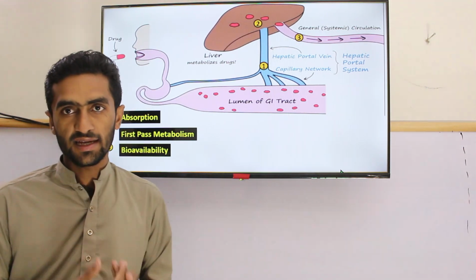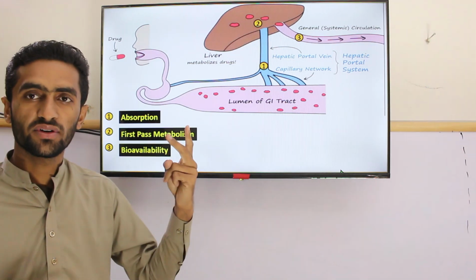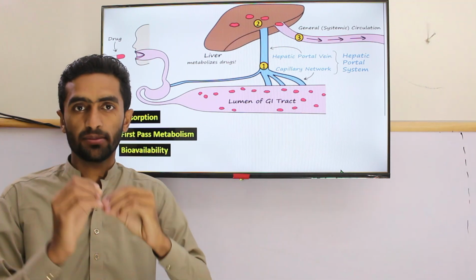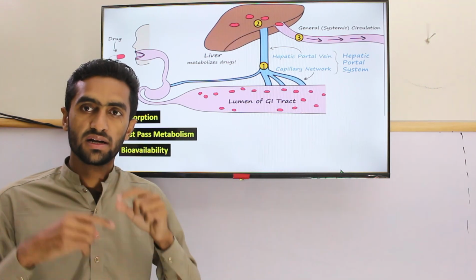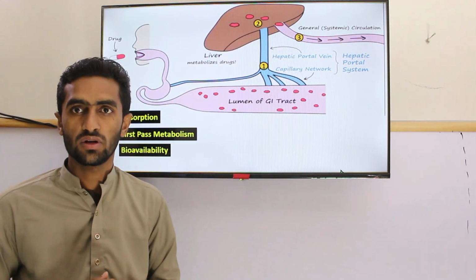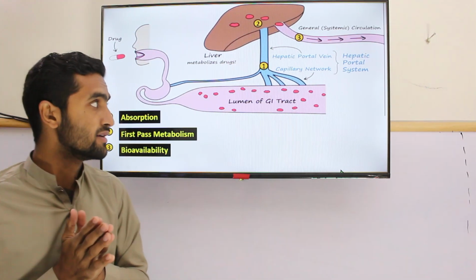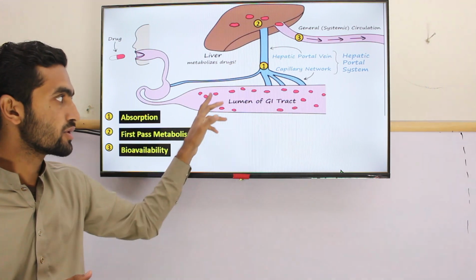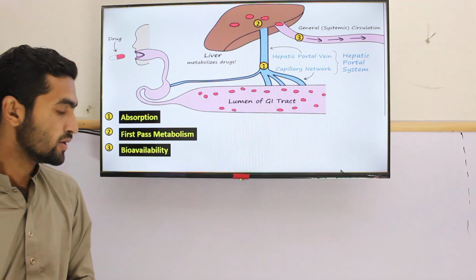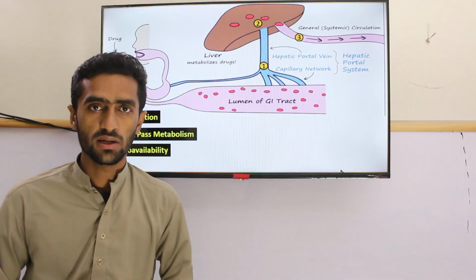If you look at other routes, for example oral, the drug has to be absorbed and has to undergo first pass metabolism. This means bioavailability will be less than 100%, because it may not be 100% absorbed, and it may not reach the systemic circulation 100%, because some drug is destroyed by the liver. You can see here, if you look at the amount of drug here and here, some drug is destroyed by the liver.